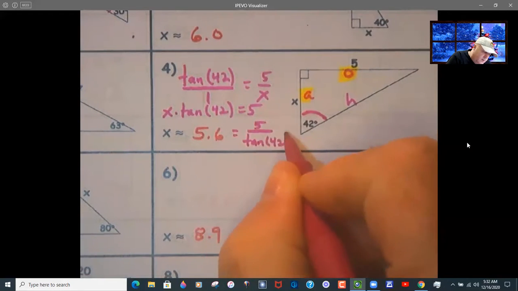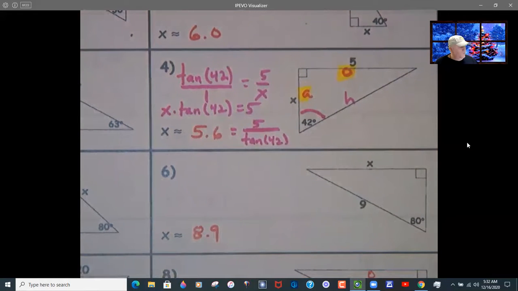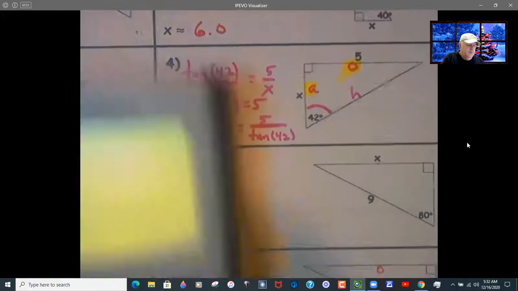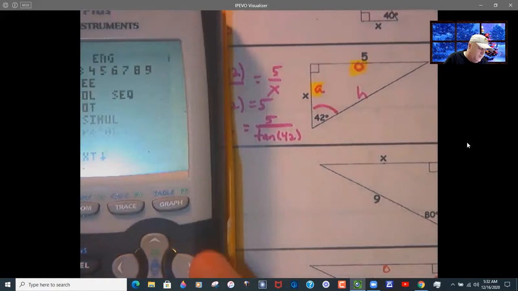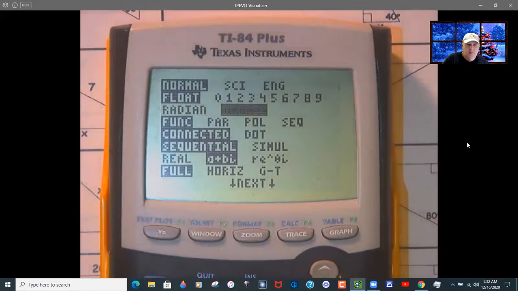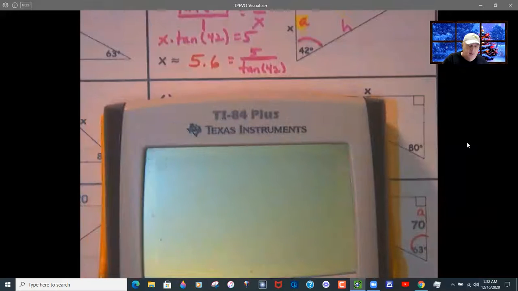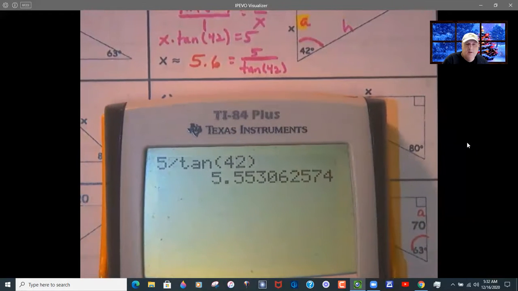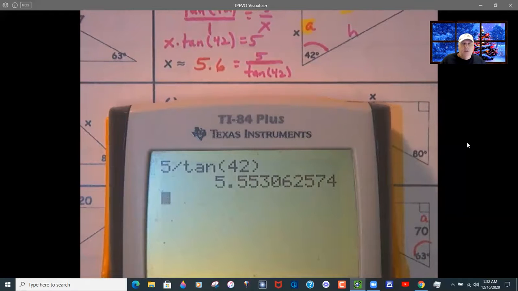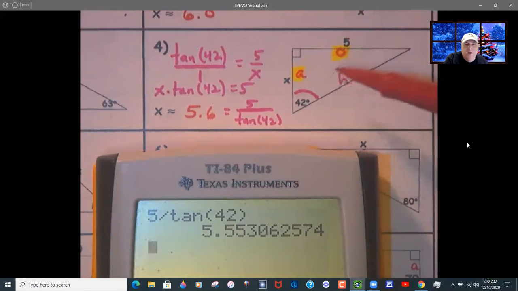It's important that you do this work because a lot of times the test will have the choices in terms of, and make sure I'm in degree mode. By the way, make sure you're in degree mode when you do this. That's a picky thing. So 5 divided by tangent of 42 is 5.6. And that's essentially how you do any of these, but you have to focus on what 2 sides have the labels.